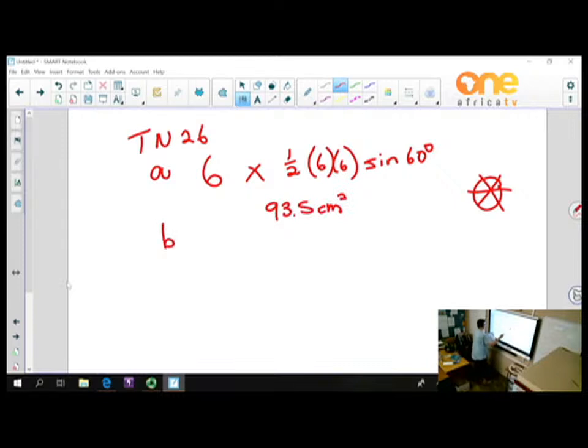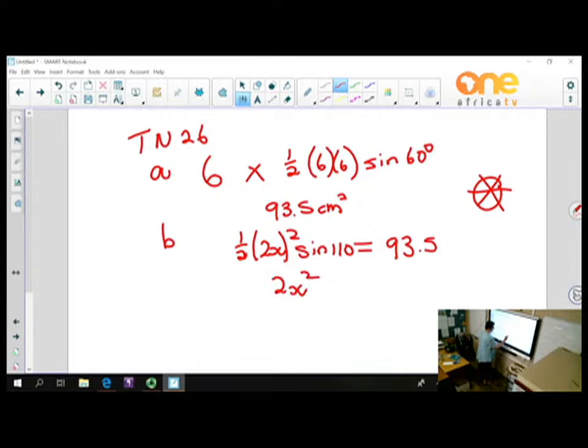At number B, the two areas are equal, so we're going to equate it to that one, and it is then a half of 2x squared times sine 110, and then I got that x. So this will then be 2x squared is equal to 93.5 times 2 divided by sine 110. And then eventually you'll have to divide by 2 and root it. So 93.5 divided by sine 110, divide by 2.